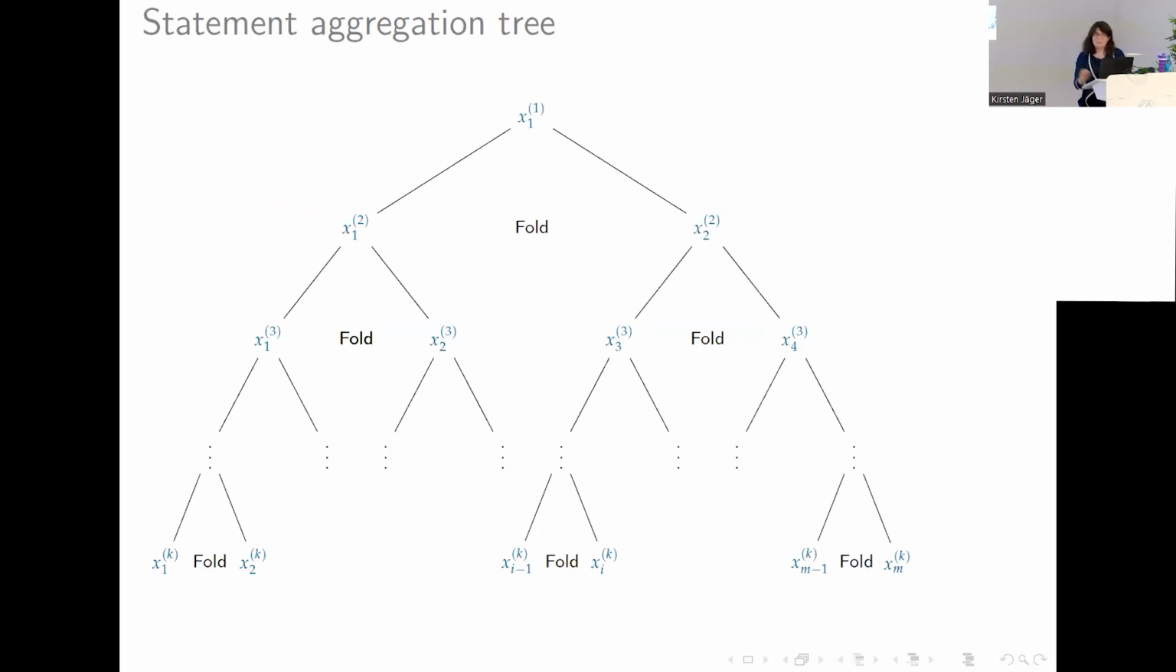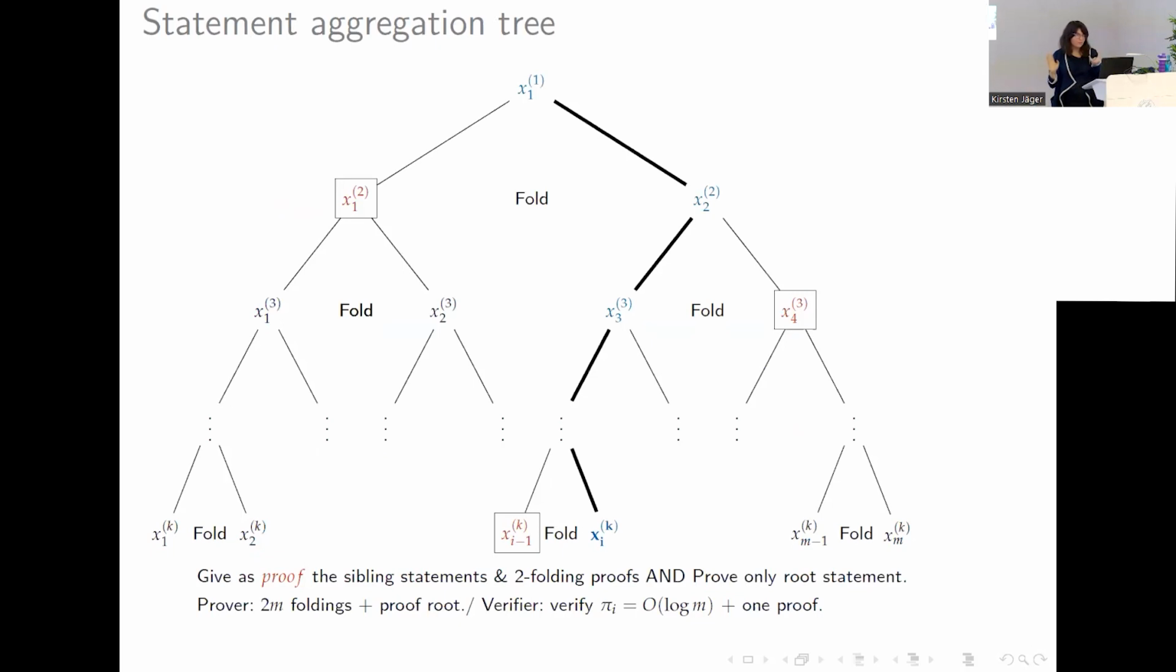The way we achieve this is by creating a tree of folded statements. Everybody submits their statements, you create a tree, and the root is the aggregated statement where you prove everything. And how do these folding proofs look like? Well, it's a sort of Merkle tree approach, okay? When the verifier wants to know that his statement has been included in the root statement, he will have the sibling path. He can do the folding verification along the path, and make sure that his statement has been included, okay?